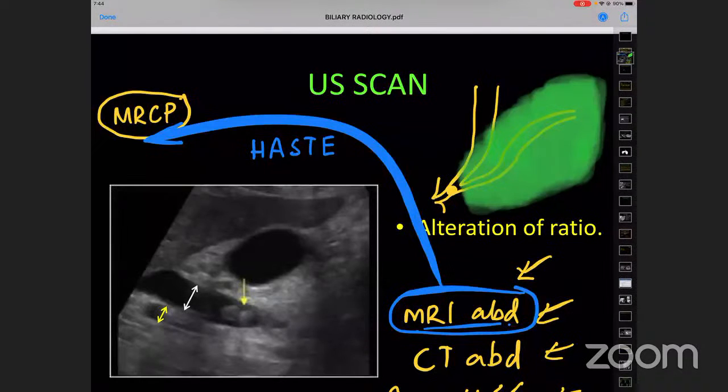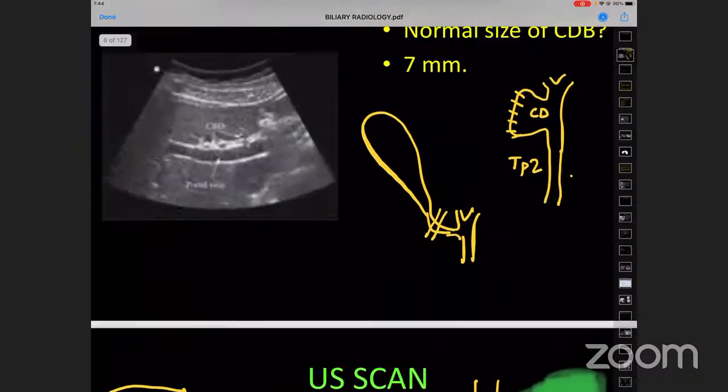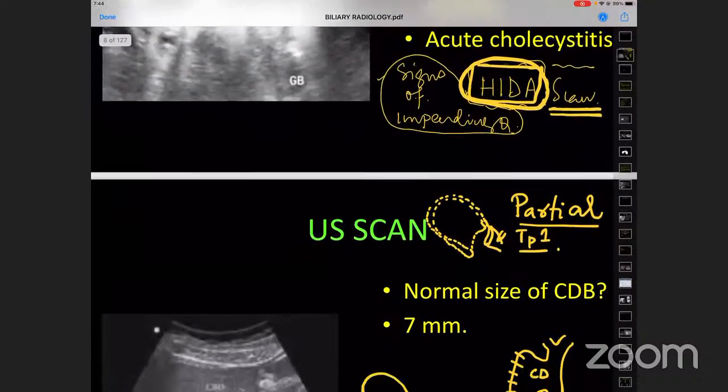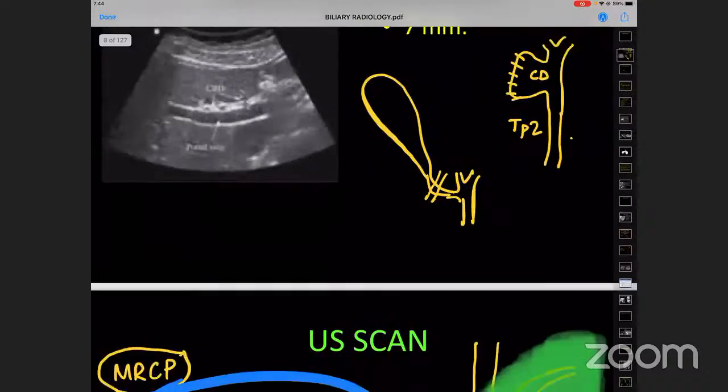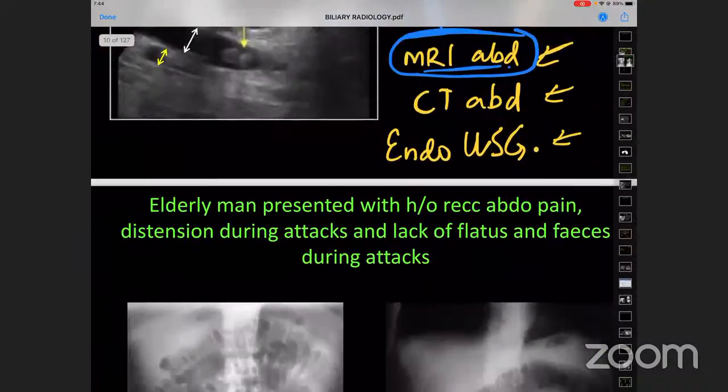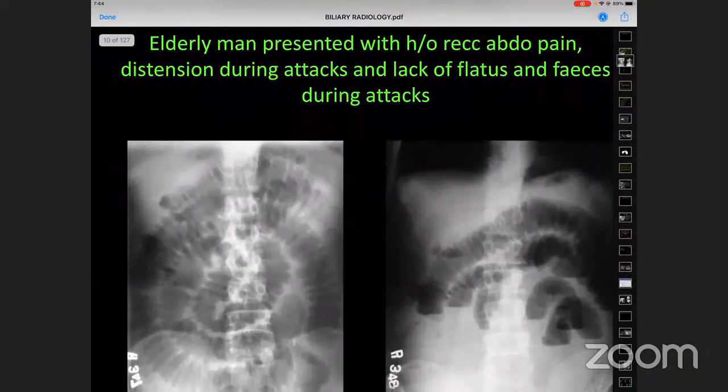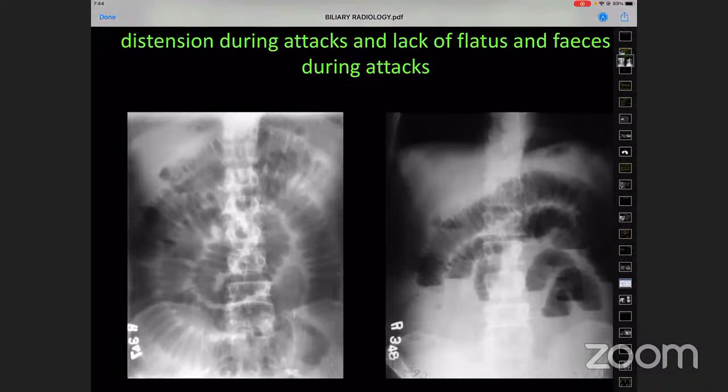Guys, I just need to point out that we have another class coming up after this, so we'll actually fragment this biliary discussion now, also.